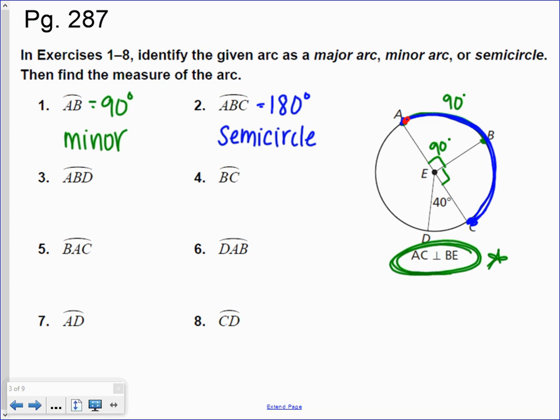ABD. A all the way through B, all the way over to D. It wouldn't go the other direction because it has 3 letters, and it has to cut through B. ABD. Now, that ABD is just ABC with one more little section added onto it, this 40 degrees. So if ABC was 180, and then this little CD is 40, then 180 plus 40 is 220. And that's an example of a major arc.